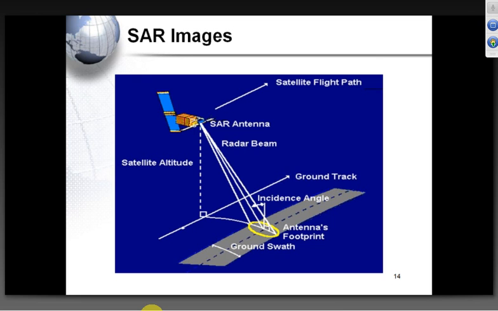Now, in the diagram, this is the SAR antenna in the satellite. Here is the antenna footprint, where the radar is connected, and this is the view angle, and the coverage of the radar is shown by the yellow line. So this will be the incident angle. This is the altitude. So this is the area which the SAR antenna can capture.